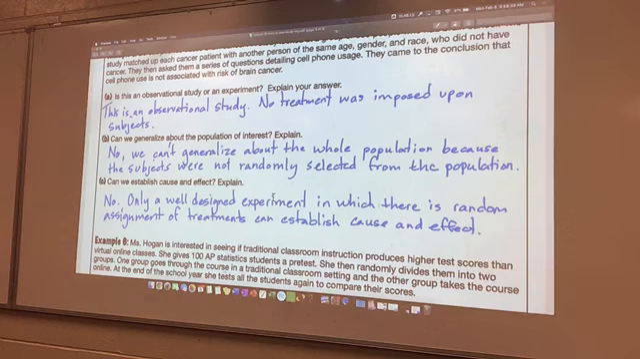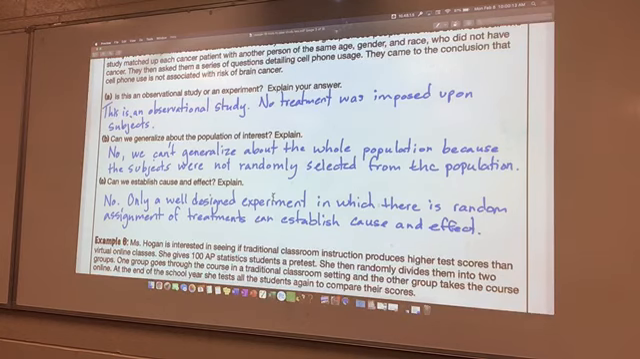All right, so example 6. The teacher is interested in seeing if traditional classroom instruction produces higher test scores than virtual online classes. She gives 100 AP Stat students a pretest. She then randomly divides them into 2 groups. That's something key right there. One group goes through the course in a traditional classroom setting, and the other group takes the course online. At the end of the school year, she tests all the students again to compare the test.